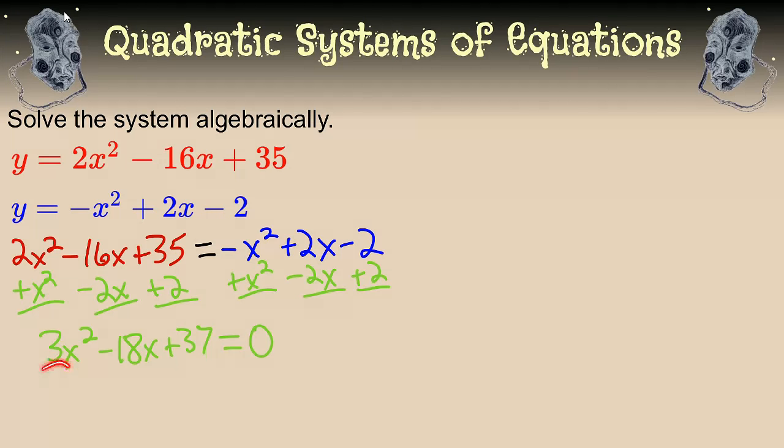Now, when I look at this quadratic, it's not the case that they're all divisible by anything, so we can't factor anything out. And it doesn't appear to me offhand that this is going to factor. So this is going to be a good candidate for using the quadratic formula. So I'm going to just highlight these coefficients, A, B, and C.